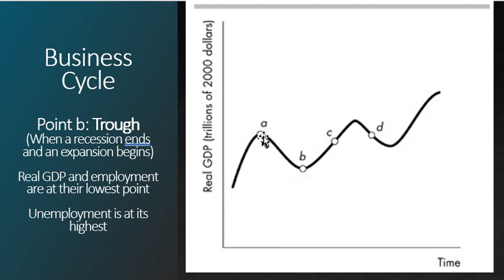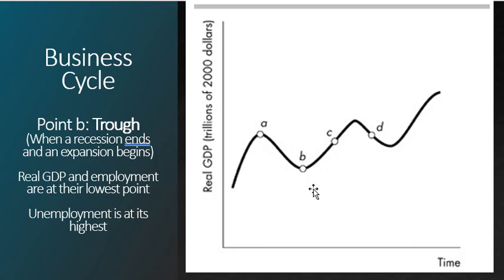You can see we just had a recession, real GDP was falling, and then it's going to start increasing. So again, point B is a trough, and it's when a recession ends and an expansion begins. That's when real GDP is at its lowest point and employment is at its lowest point. So unemployment is at its highest point.